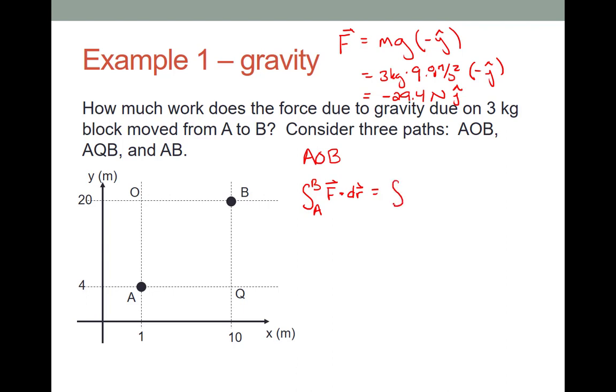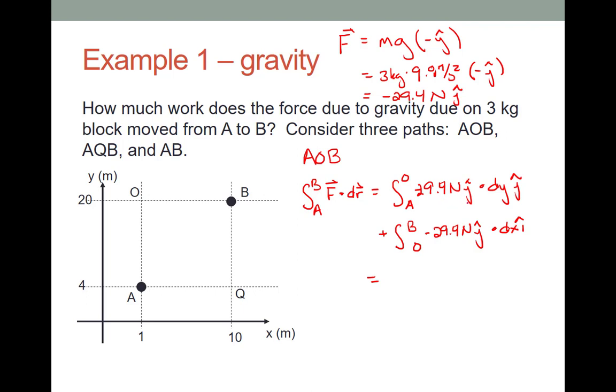This is going to be broken up into 2 pieces. The first piece is going to be from A to O, and as I go from A to O, dr will be dy. So this will be negative 29.4 newtons in the j hat direction, dotted with dy in the j hat direction. And the second piece will go from O to B, in which case dr will be a dx. So that would be negative 29.4 newtons j hat dot dx i hat. And you can see that this second integral automatically is going to go to 0 because j dot i is 0.